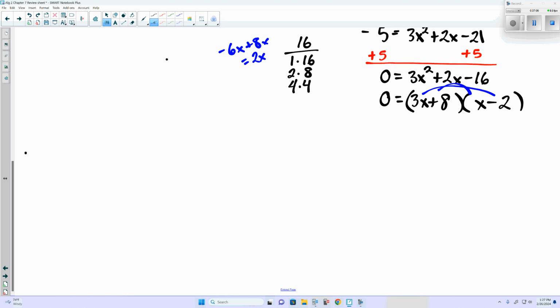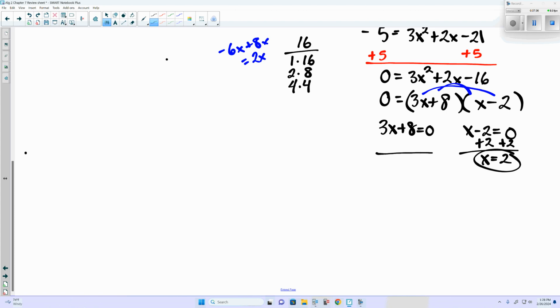Because we're one main step away from solving, finishing. 2 things multiplied together to equal 0. One of these expressions must be 0. I'm going to do the x minus 2 first, because all we have to do is add 2 to both sides, telling us x is equal to 2.